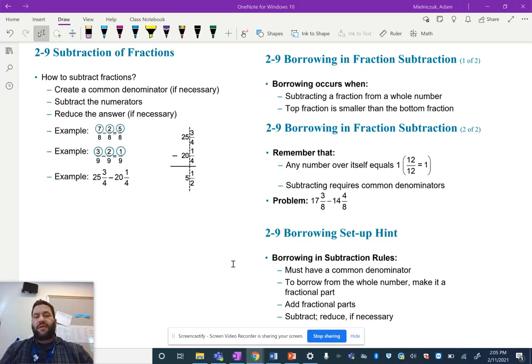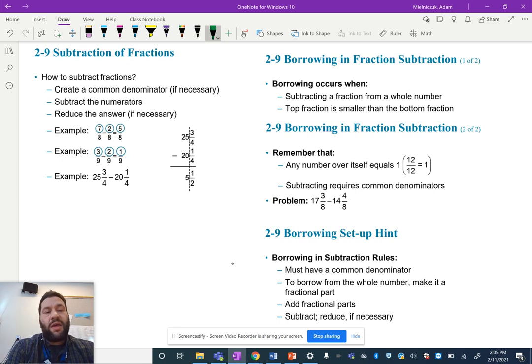Subtraction of fractions is very similar to adding fractions. You still need a common denominator. The only difference is that you subtract instead of add. So how to subtract fractions? Create a common denominator if necessary. Subtract the numerators. Reduce the answer, just like before.